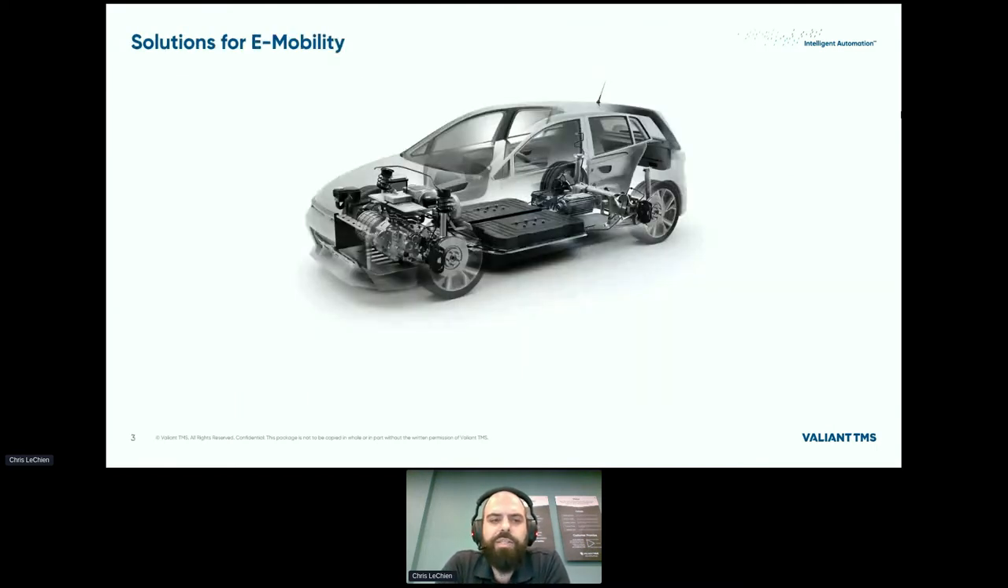So getting into the EV side of manufacturing. The EV side is presenting a whole bunch of new challenges for different automation solutions and production solutions, for a number of various reasons, which we'll discuss, that are in contrast to the traditional methods used for a lot of the legacy automotive components.